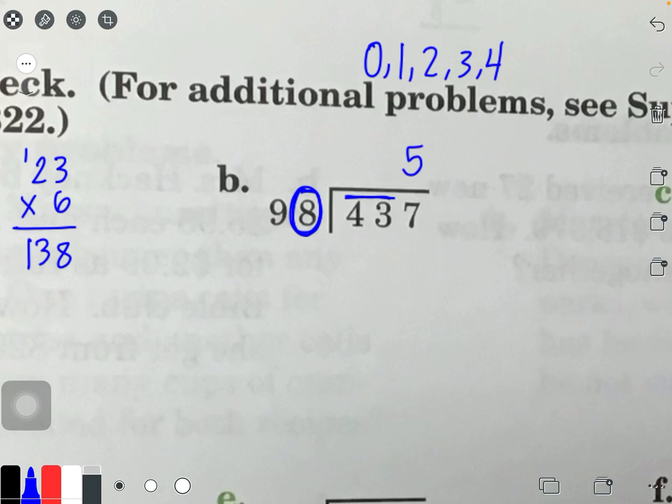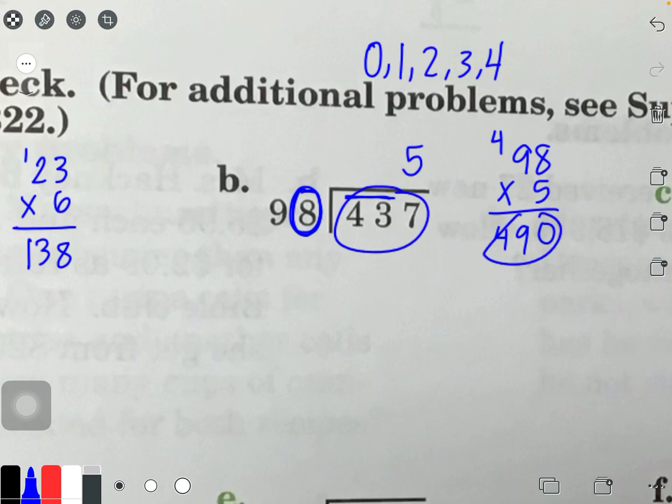Okay, so I'm going to do 98 times 5. 8 times 5 is 40. 9 times 5 is 45 plus 4 is 49. Look at this. 490 is way bigger, way bigger than 437. So we cannot use 5.